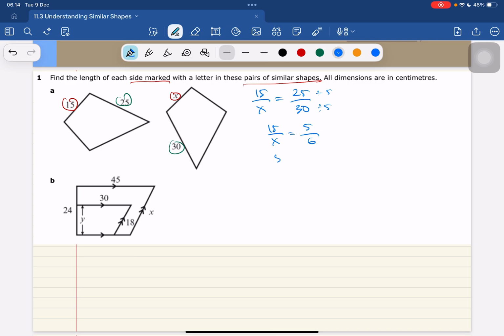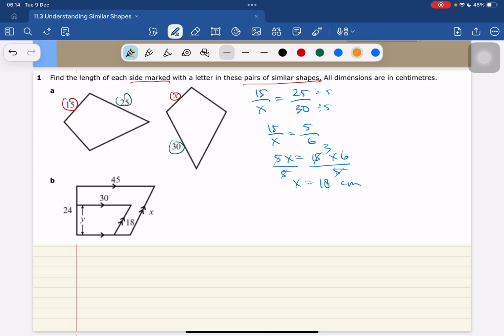So 5 times x equals 15 times 6. We can divide both sides by 5. Cancel, it's going to be 3. So x equals 3 times 6, which is 18 centimeters.